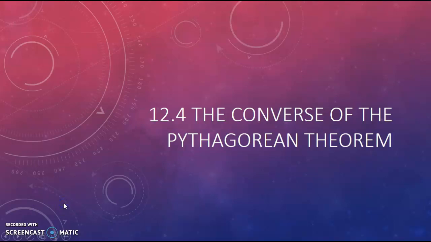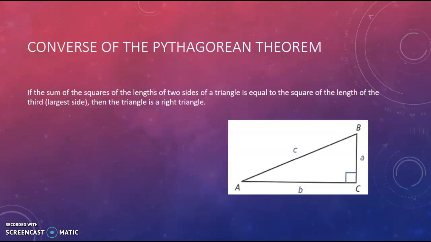All right, so in this section, we're going to be talking about the converse of the Pythagorean Theorem. First, you have to remember that the Pythagorean Theorem says that if we have a right triangle, then a squared plus b squared equals c squared. And when we do a converse of a theorem, that just means we flip it. So the converse of the Pythagorean Theorem is that if the sum of the squares of the lengths of the two sides of a triangle is equal to the square of the length of the third side.